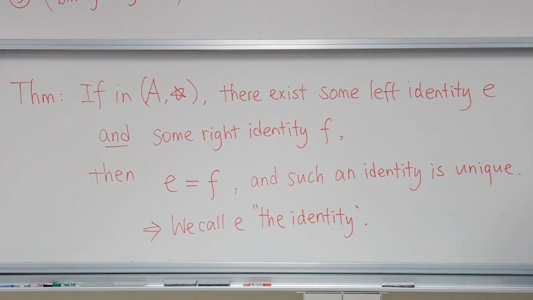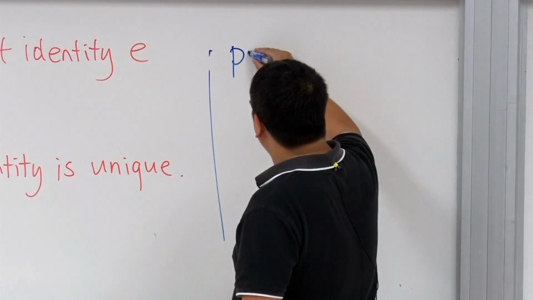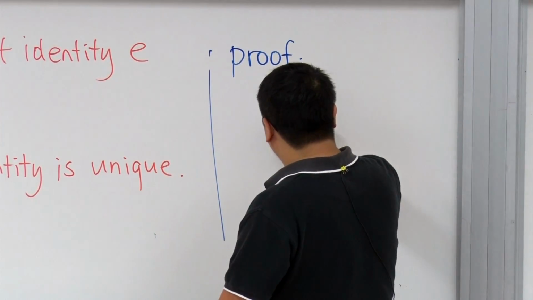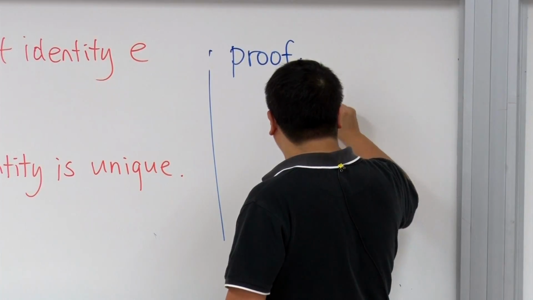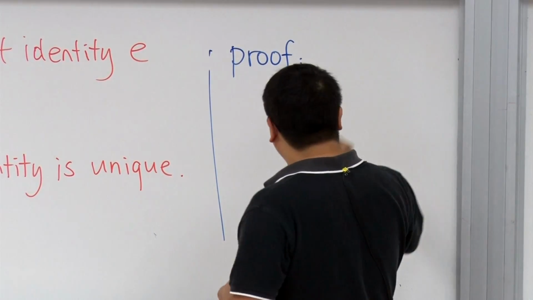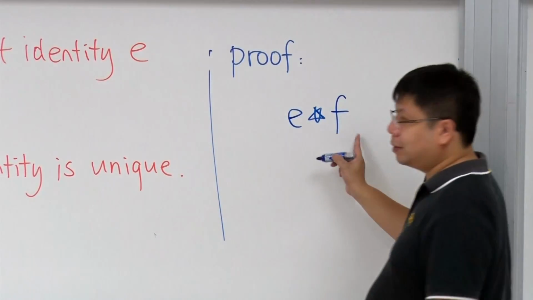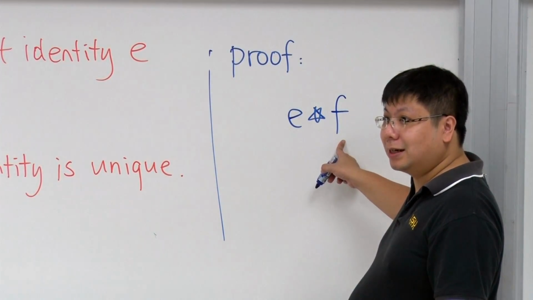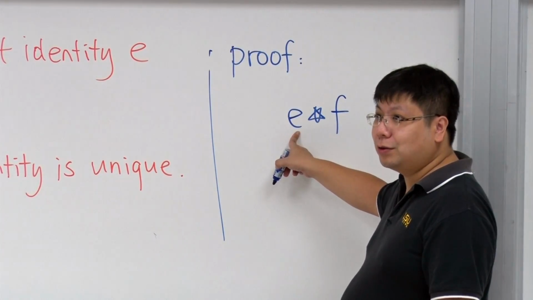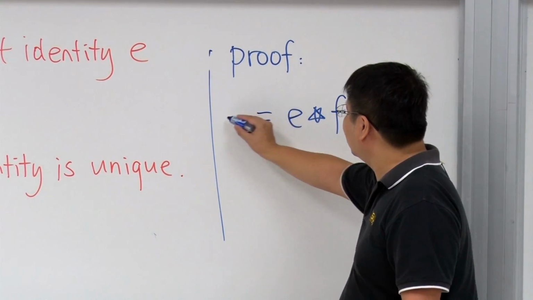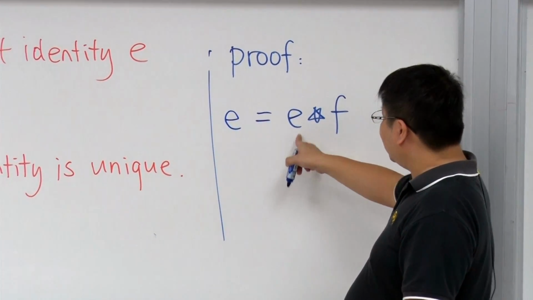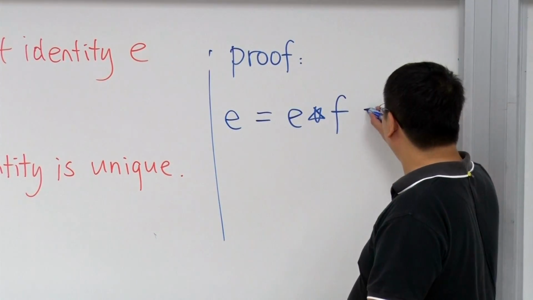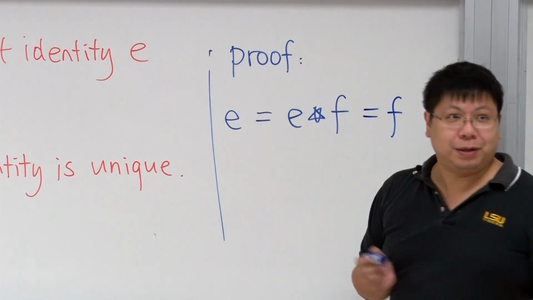Okay? The proof is very simple. So to prove E is equal to F, let's take a look at what happens if E is a left identity, F is a right identity. Let's take a look at what is E star F. So F is a right identity, right? So F star E is equal to E. It doesn't change. Is that okay? But E is a left identity. So E star F is equal to F.